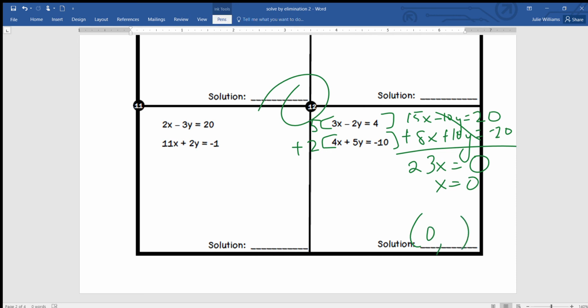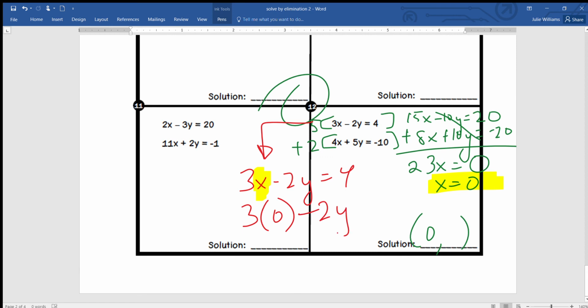Okay, so I take that and I plug it back into one of the two equations. I'll just pick the top one. So rewrite that. So 3x minus 2y equals 4. Again, that's just the top equation being rewritten. I'm going to plug in my value of x is equal to 0 into this. So 3 times 0 minus 2y equals 4. That's 0. So negative 2y equals 4. So y is equal to negative 2.